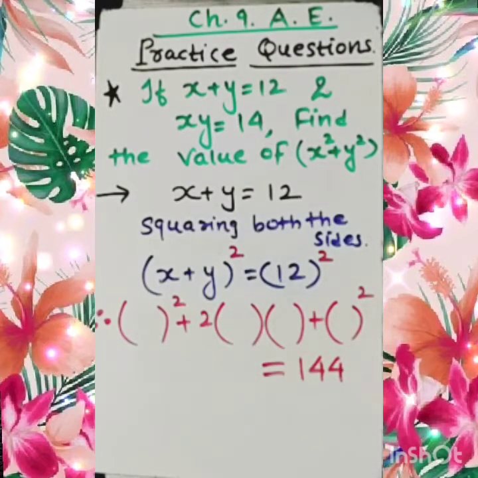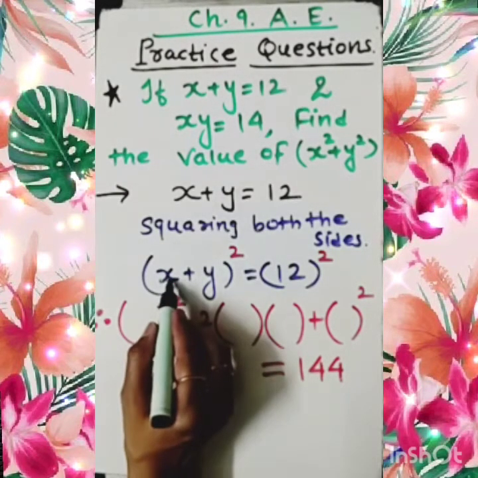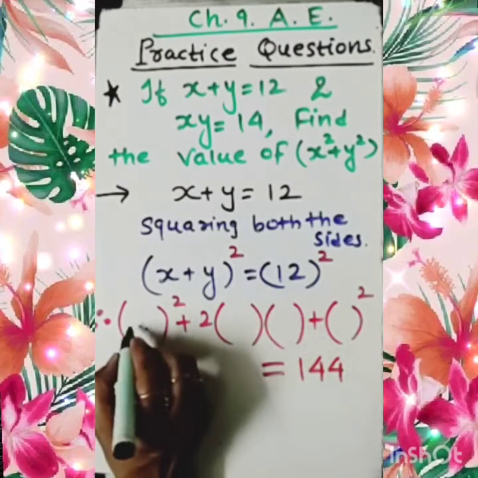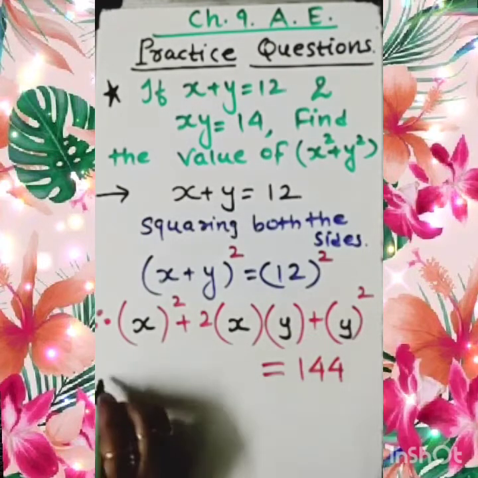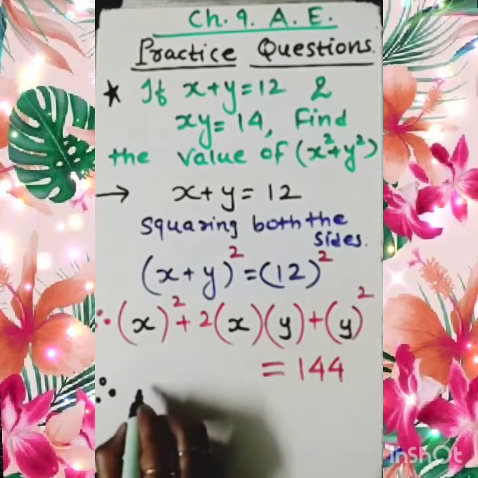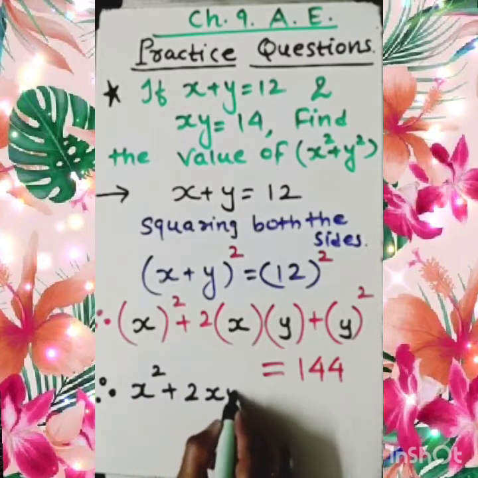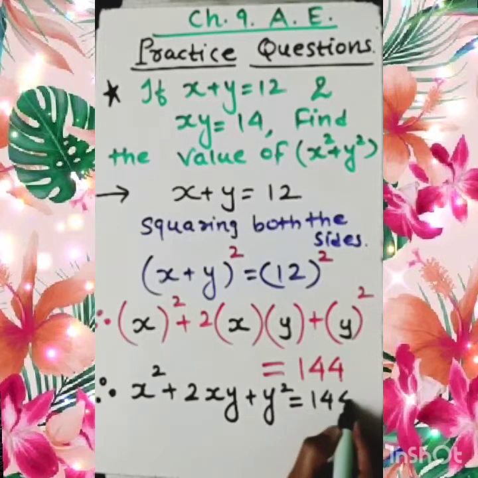144. Please remember the square of 12. If you multiply 12 into 12 in rough column, you will have 144. Here the first term is x, the second term is y. Therefore, the simplification of this is x square plus 2xy plus y square, that is coming 144.